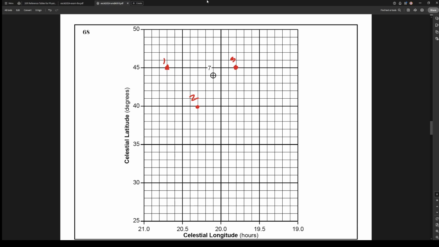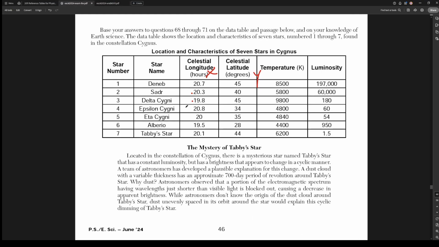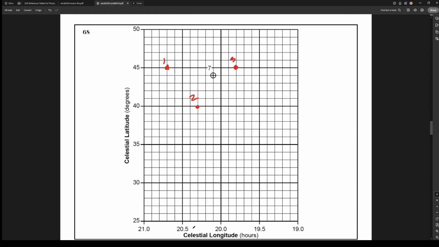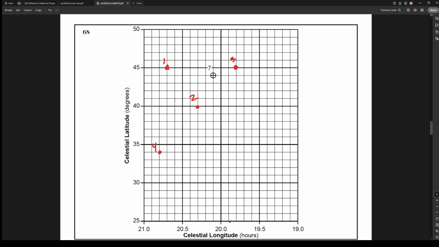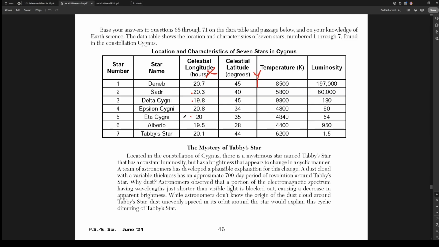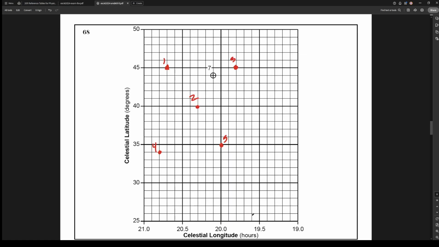I can't believe they're having to do 2 graphs. That's crazy. 20.8, 34. 20.8, 34. 4. This is weird. 20, 35. It's like easy to mess up. 5. 19.5, 28. 6. Alright, and then they plotted 7 for us, so that's good.